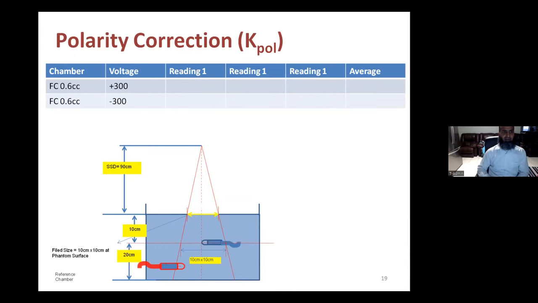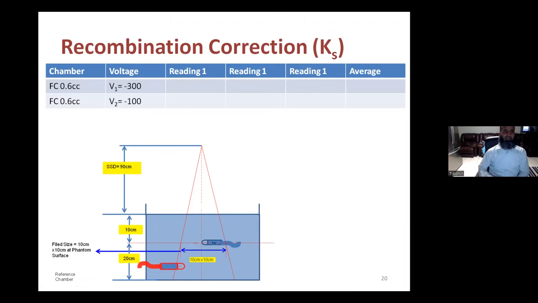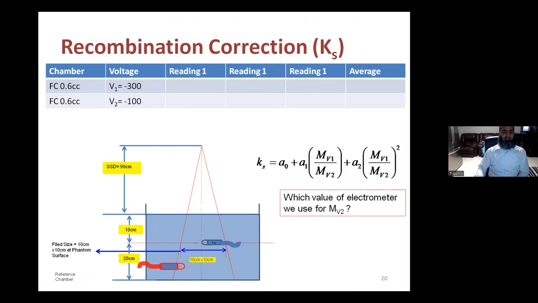So this is what I was talking about, the polarity. Why do we have to correct for polarity, plus 300 and minus 300? Anyone know which value we should use to calculate the polarity effect? The bottom one, when you're doing minus 300 and plus 300. Anyone knows which one we should be using, and why, and what it should be? Okay, so there is recombination, as already discussed. So this is minus 300 and minus 100. Either we can use 300 and minus 100.